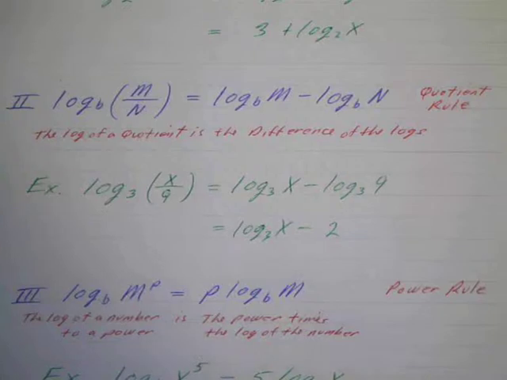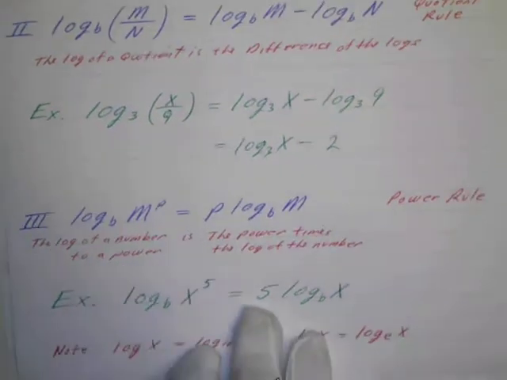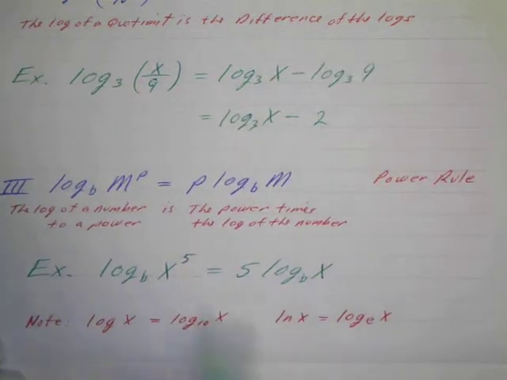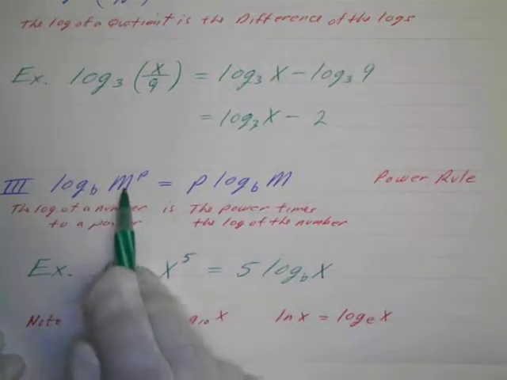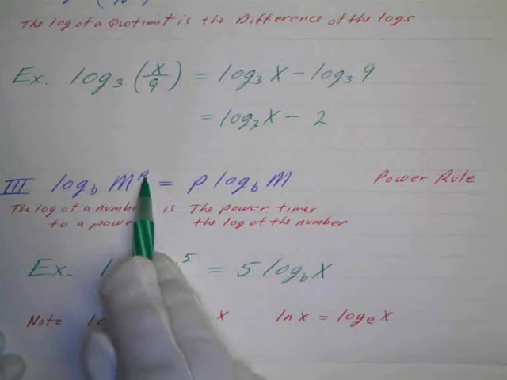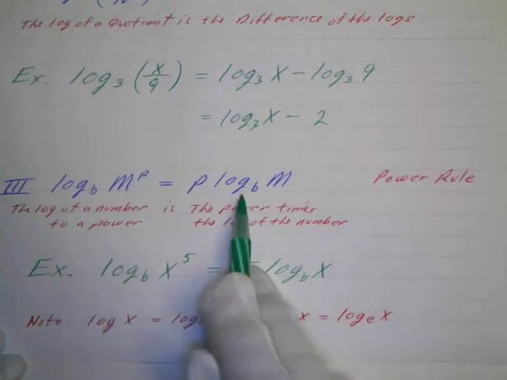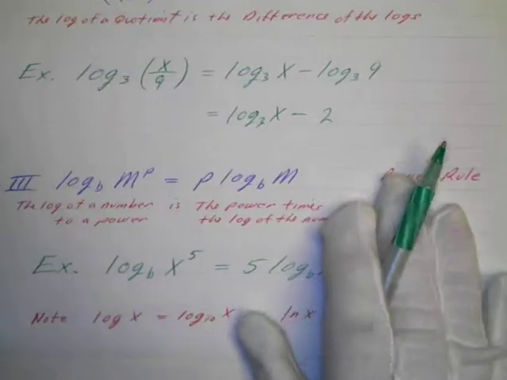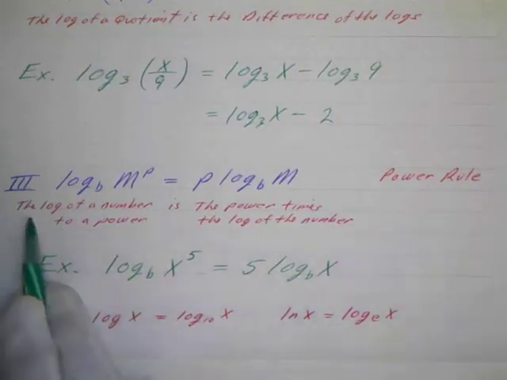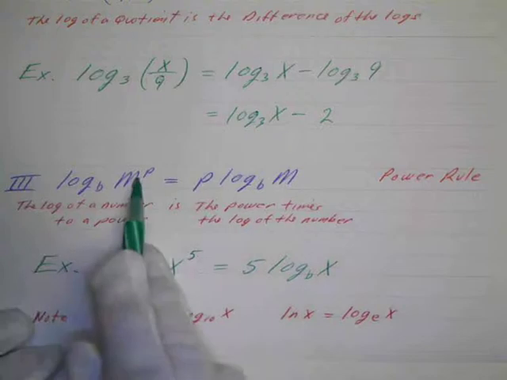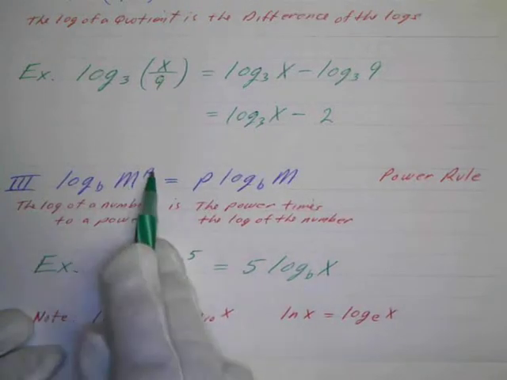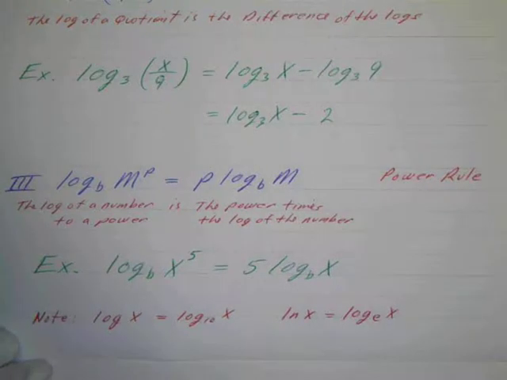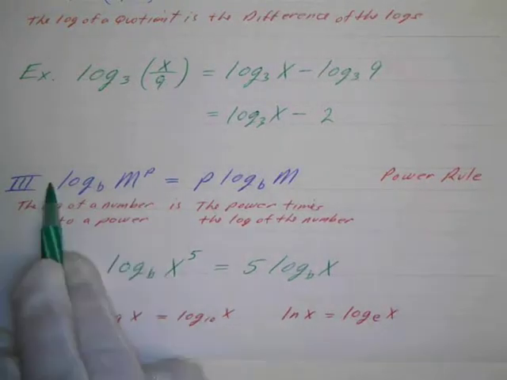Right. And the third one, like I said, we only have 3. This is the log to the base b of m to some power, m to a power, equals the power times the log to the base b of m. And this is called the power rule. The log of a number to a power is the power times the log of that number. So we can just put that exponent in front.